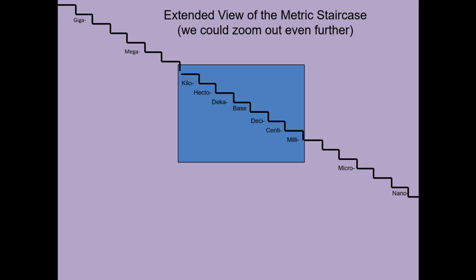And we can extend this metric staircase out beyond kilo in the larger direction or below milli in the smaller direction. There's not a name on every step. Now we're going every 3 steps. So 1/1000th of a milli is a micro, 1/1000th of a micro is a nano. If we go to 1,000 kilos, or 10 to the 6th base units, that's mega. 10 to the 9th base units is giga.